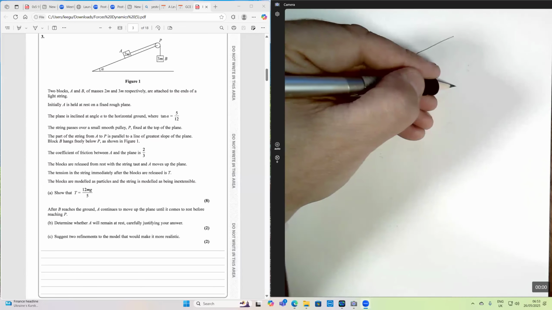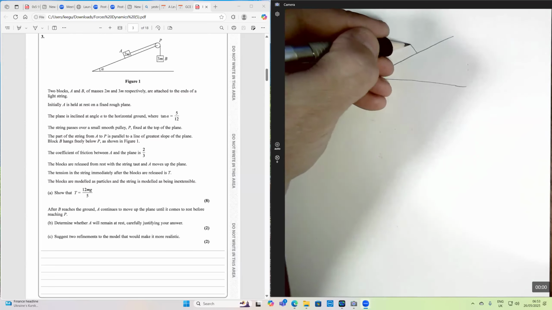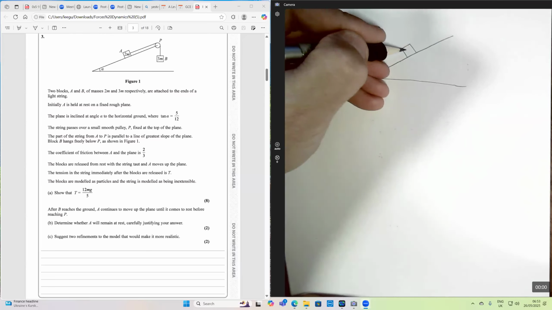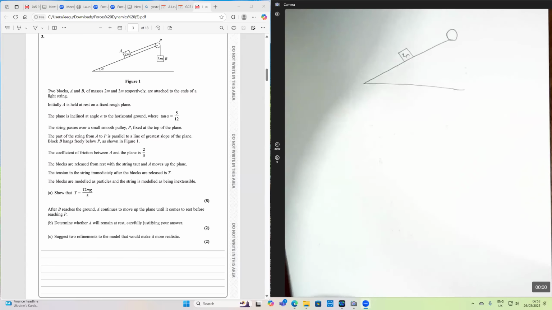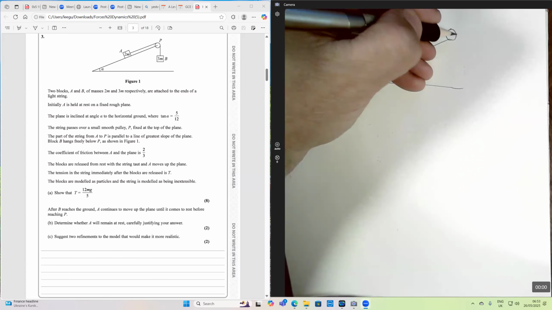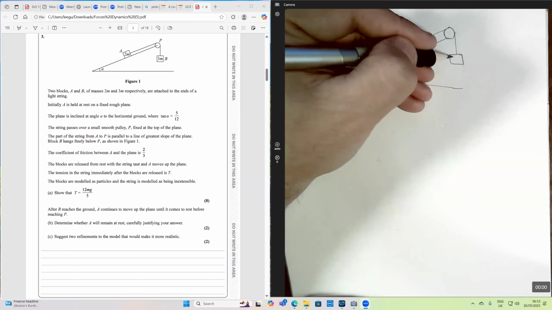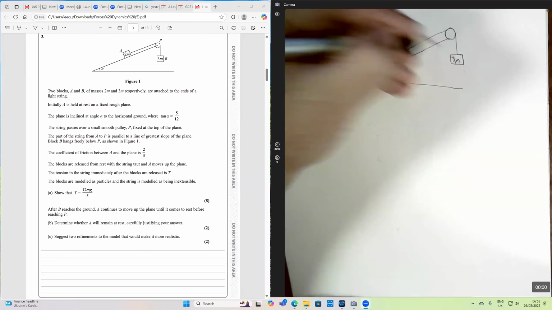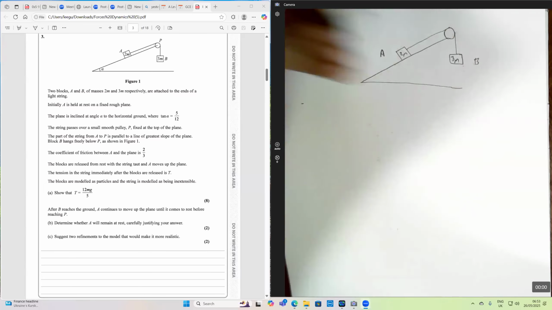Okay, right. Step 1 is we need to get a sketch representing the situation. Okay, so we have 2m here, and we have our string there. Okay, and then we have this block here, which is 3m. So we have A there, 2m, and we have B here.